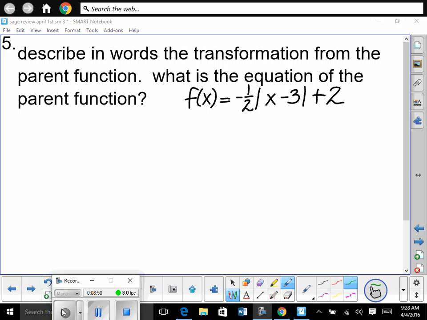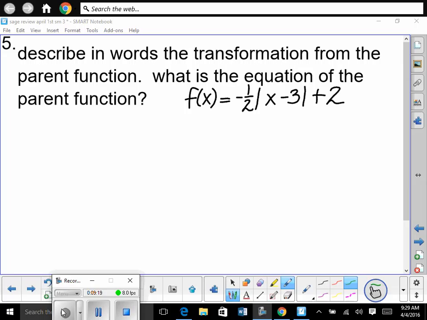Okay, it says, describe in words the transformation from the parent function. Remember, parent function means the most basic non-shifted function. And then it says, what is the equation of the parent function? So, let's look at this. So it's f of x is equal to negative 1/2 times the absolute value of x minus 3 plus 2. Absolute value functions, you guys, you've got to know this. An absolute value function is a sharp V. Do we all understand that?